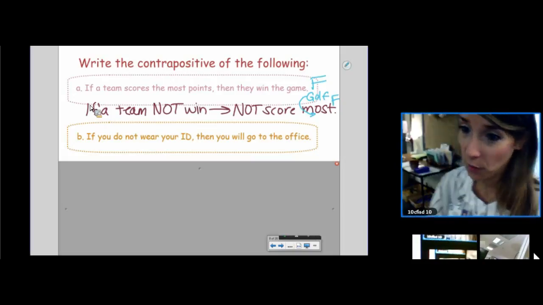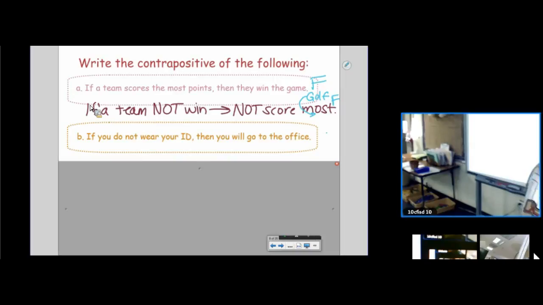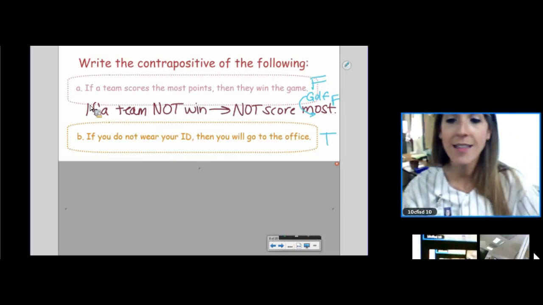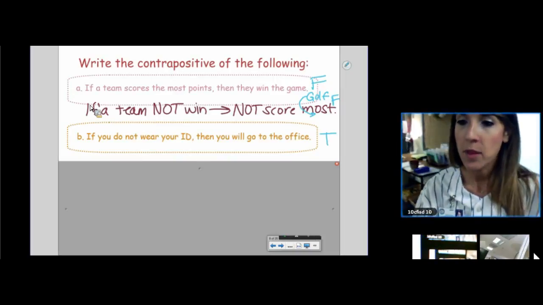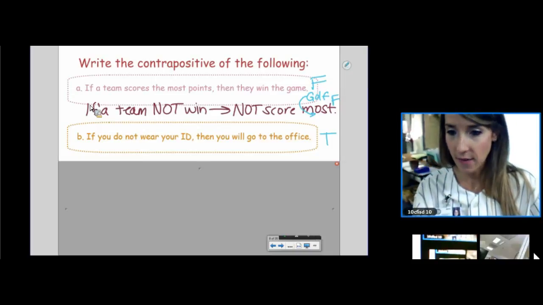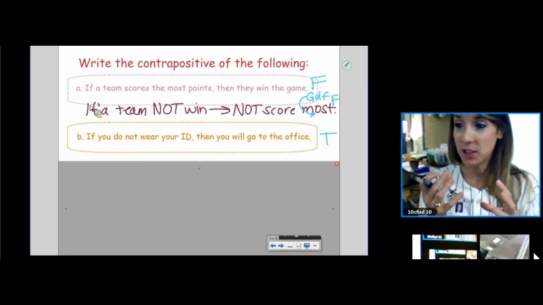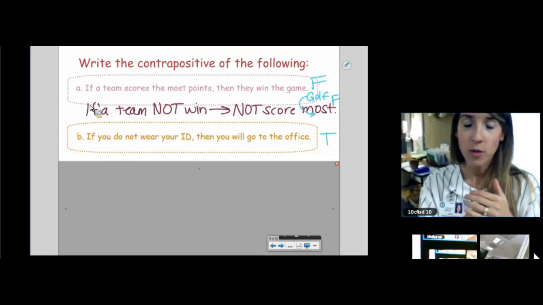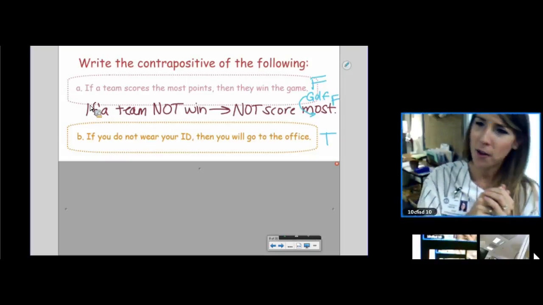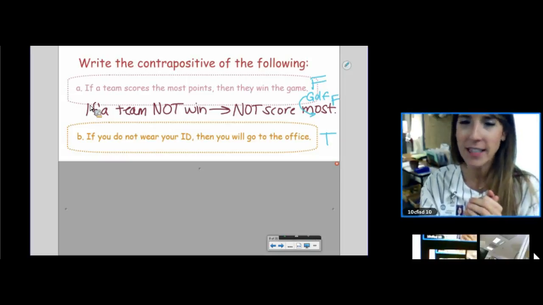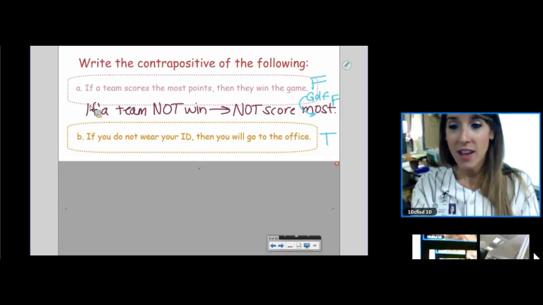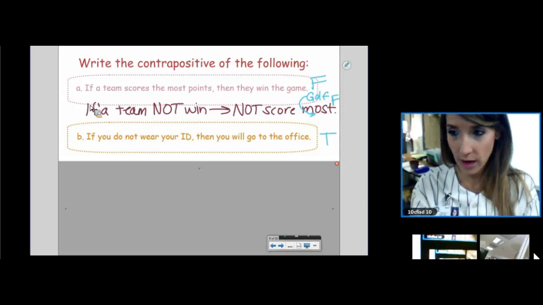So in my class, for me being the teacher, this is true. If you do not wear your ID, then you go to the office. Okay, so what is the contrapositive of that? Yeah, so don't get tripped up by the not. We're not going to write, if you do not go to the office, then you do not wear your ID. The not canceled, and it becomes then you do wear your ID.